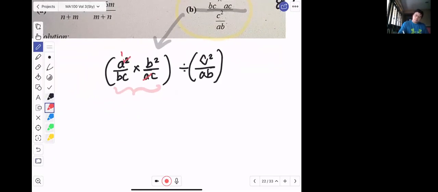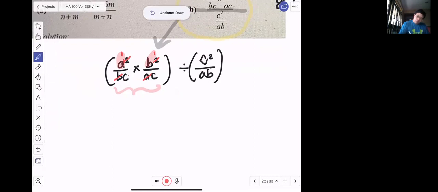I get 1. B square cancels with B, leaving B power 1. Then what am I left with? I'm left with A power 1 here, and B power 1 here. The C and C, both in the denominator, cannot cancel. Poor things, so I put them here and here. C and C. What am I left with? You can see AB over C square.